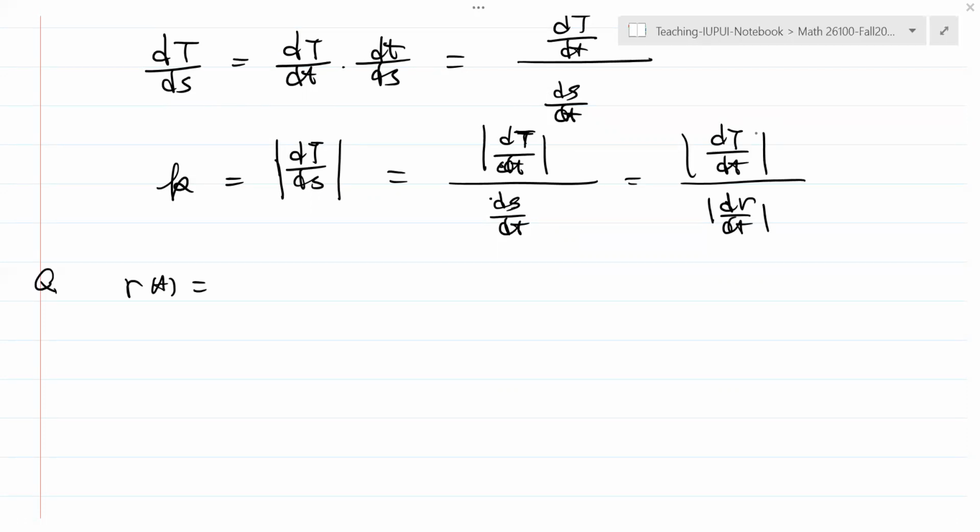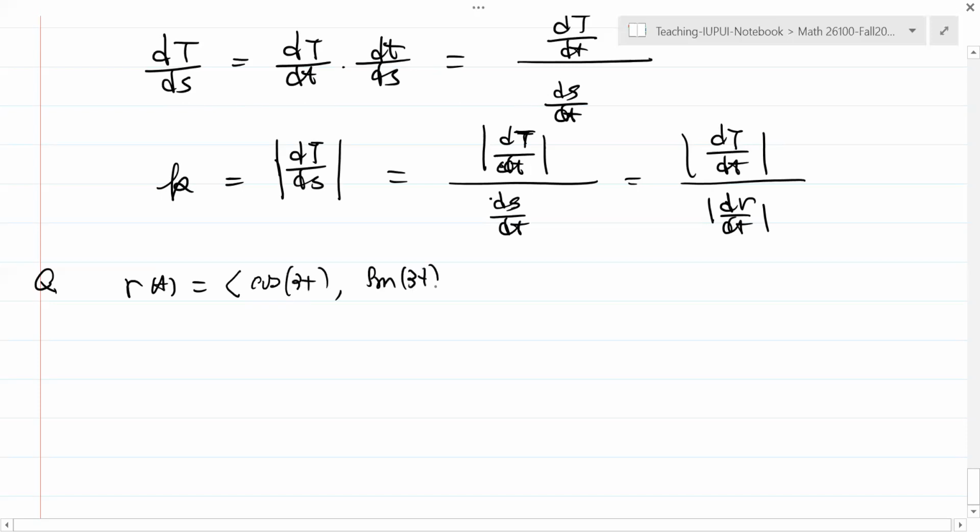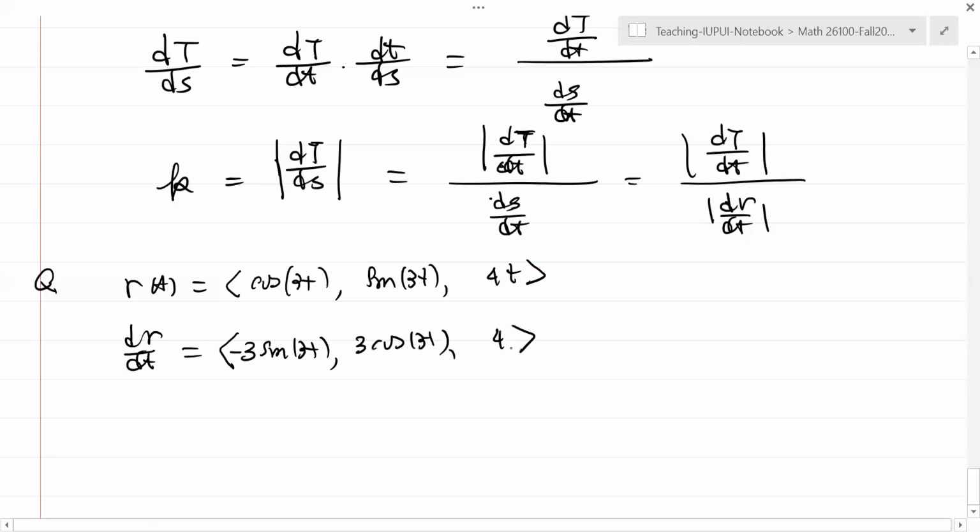I just use my same function, to make it easy. r(t) is cosine 3t, sine 3t, and 4t. So the derivative of r with respect to t is going to be -3 sine 3t, 3 cosine 3t, and 4.